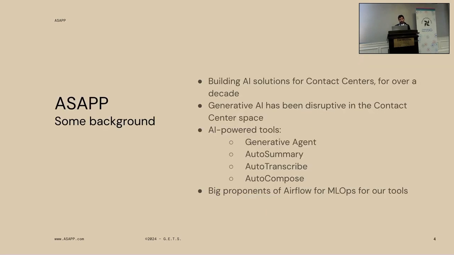Some background on ASAPP, if folks aren't aware: we've been building AI solutions for contact centers for over a decade. We've done classical ML. We've been through the whole rigmarole of doing classification stuff to now heavily migrating towards LLMs and generative AI. And if you've not been living under a rock, generative AI has been disruptive, specifically in the contact center space. We've got AI-powered tools, generative agents for contact centers, generative summarization tools for text, generative ASR workflows.